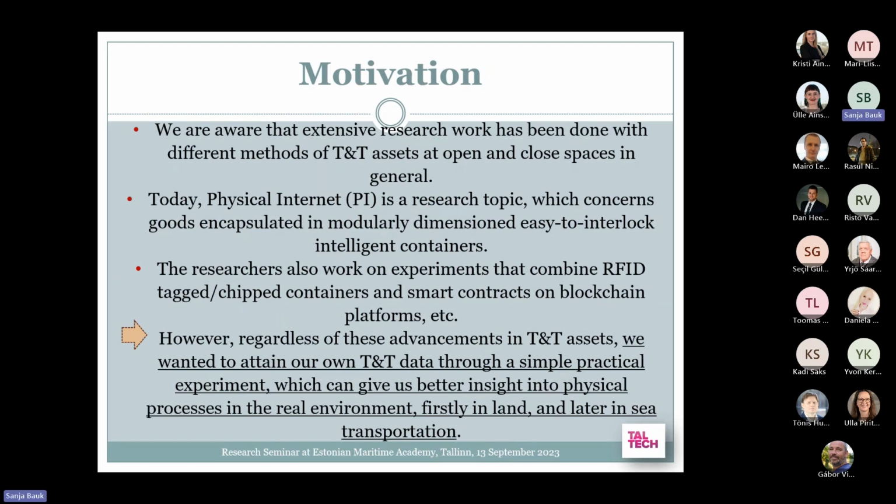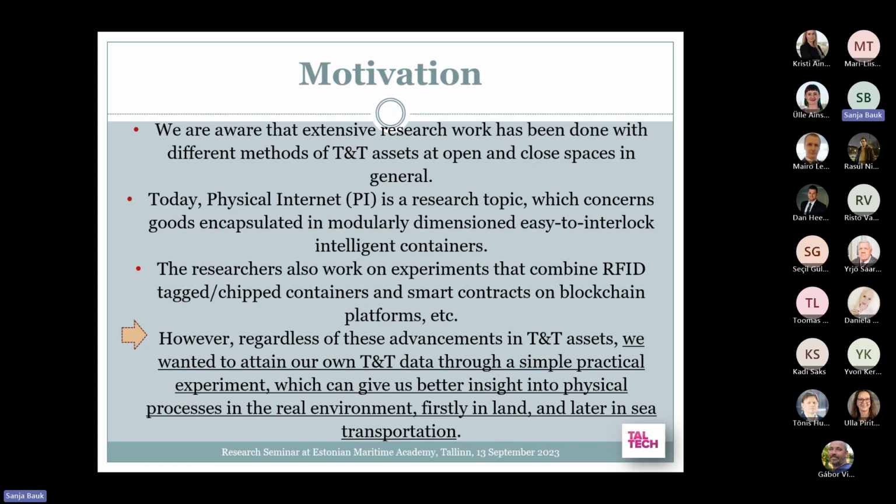So let me go to the main topic of our today's meeting, that's the apparatus that we developed on our own. We are aware that extensive research work has been done so far with different methods of tracking and tracing assets in open and closed spaces in general. Today, the physical internet is a research topic which concerns goods encapsulated in modular, easy-to-interlock intelligent containers. Researchers also work on experiments that combine RFID tag or chipped containers and smart containers on a blockchain platform.